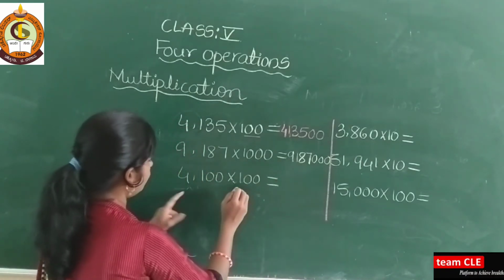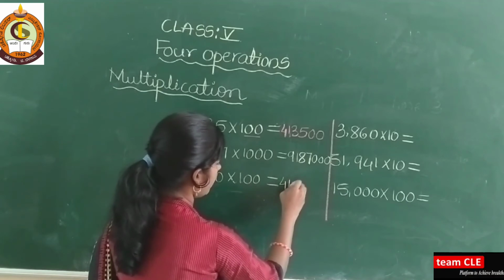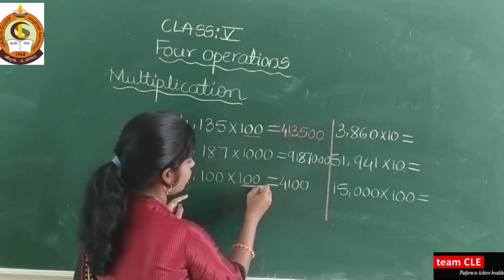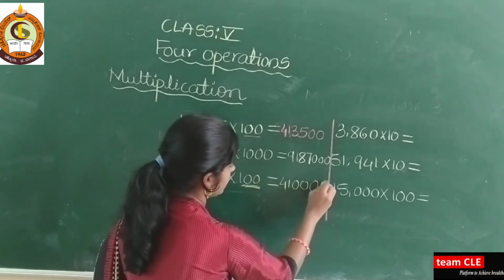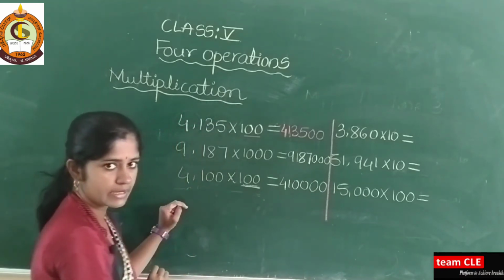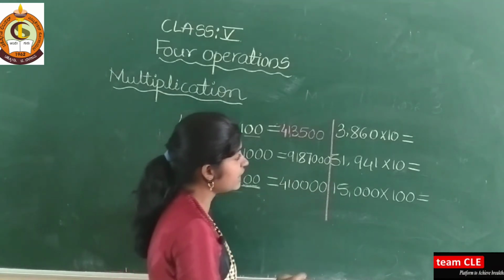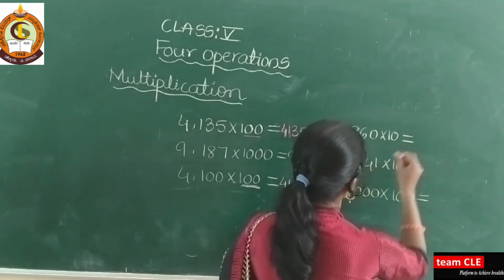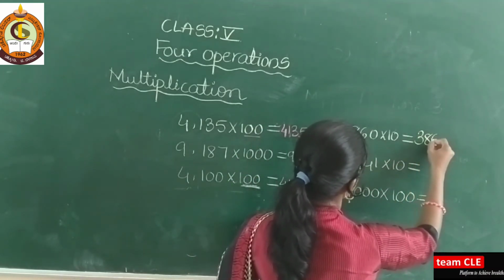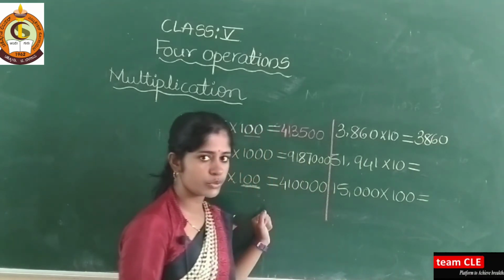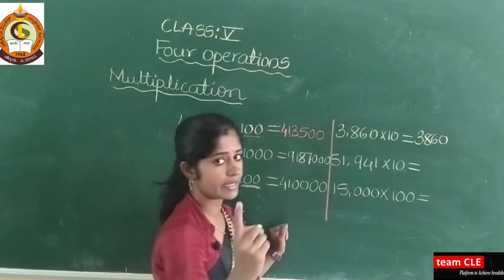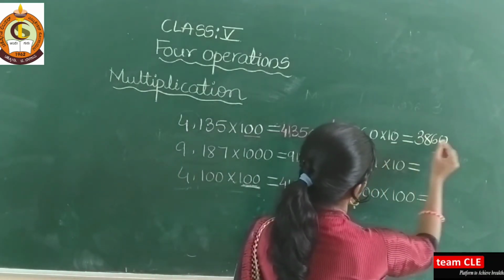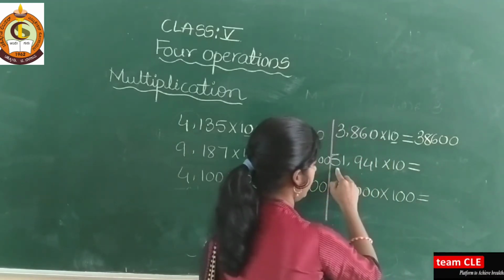Next here, 4100. Count how many zeros are there? 2 zeros. Then write here 2 zeros. Clear? Next, 3860. Write the number 3860. How many zeros do I need to give? You put 1 zero to the right of the number. Here only 1 zero is there, so give here 1 zero.